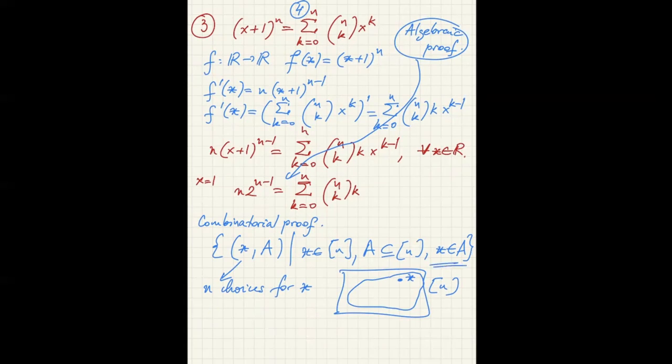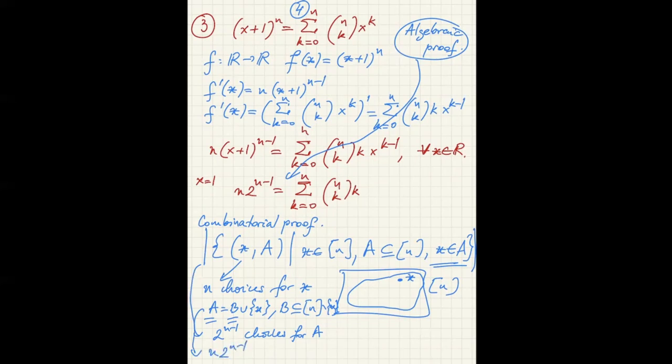So A is going to be of the form B union {x}. And what is B? B is basically the leftover from A, a subset of the set [n] minus x. So B is a subset of a set with n minus 1 elements. Now it's clear that we're going to have as many A's as we have B's. So there are 2 to the n minus 1 choices for A. So the cardinality of this set of ordered pairs is going to equal n times 2 to the n minus 1. Okay, so that's one formula.